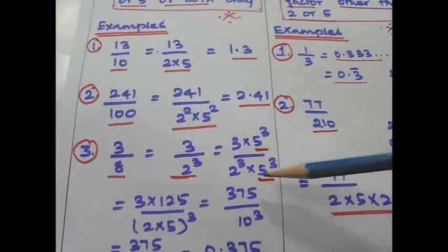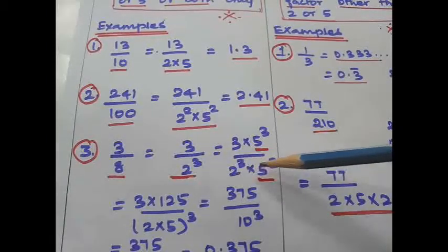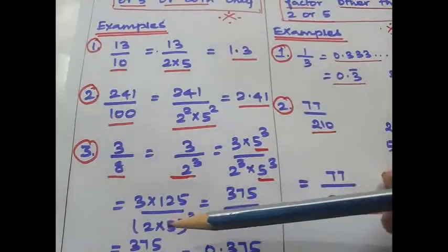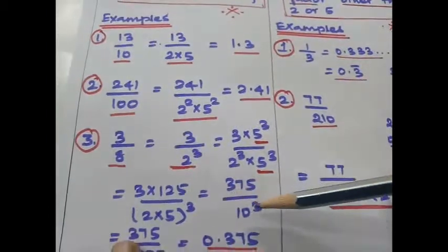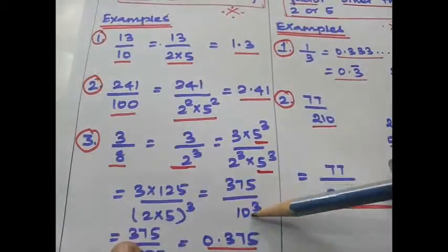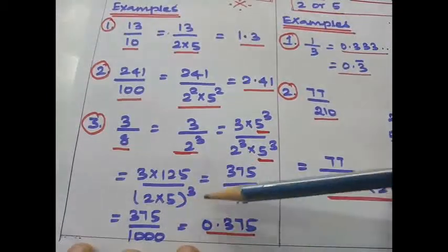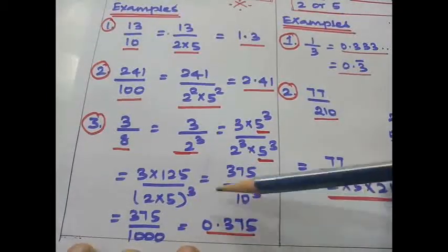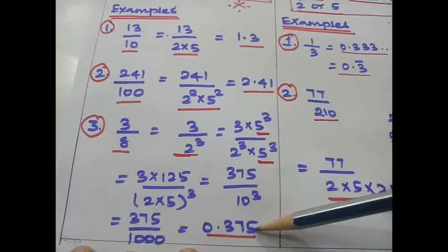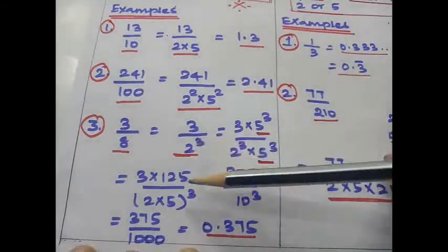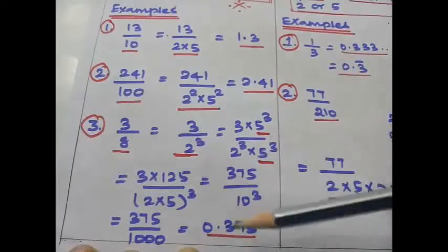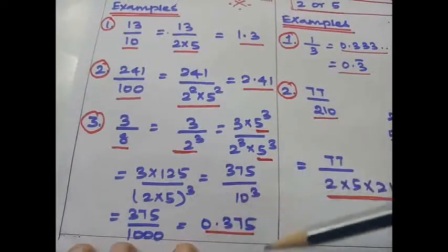Here both have the same power, so I can write (2 into 5) the whole power 3. 2 fives are 10, so 10 power 3, which is 1000. If you divide this, you have 0.375. So you have a terminating decimal expansion. Here you are having only the factor 2, but anyway you are going to have a terminating decimal expansion.